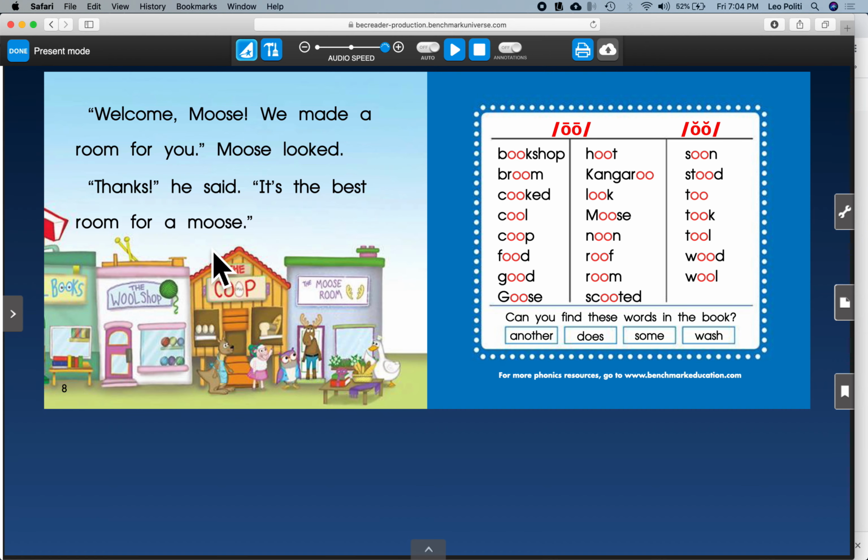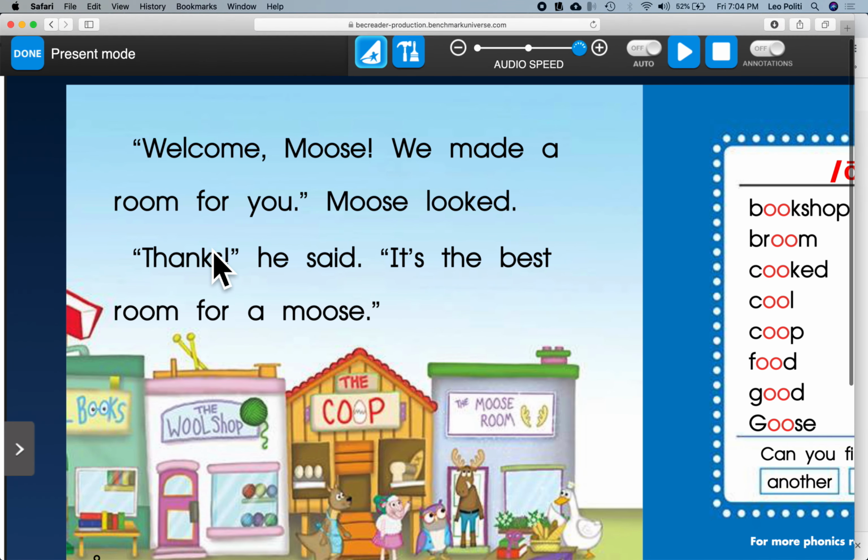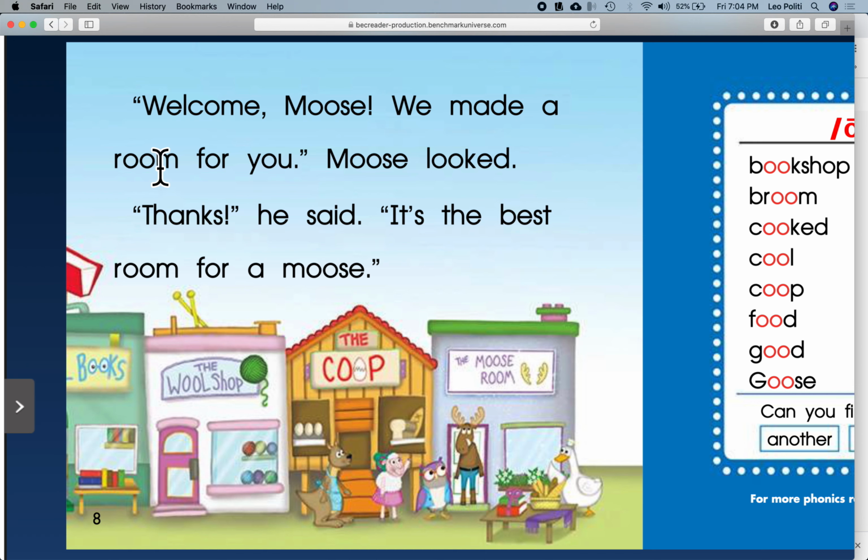Okay? And so, now that we clarified what we saw in the picture and we read the text, let's read it one more time for fluency so we can concentrate on the message in the story, the details, right? And go. Welcome, Moose. We made a room for you. Moose looked. Thanks, he said. It's the best room for a moose.